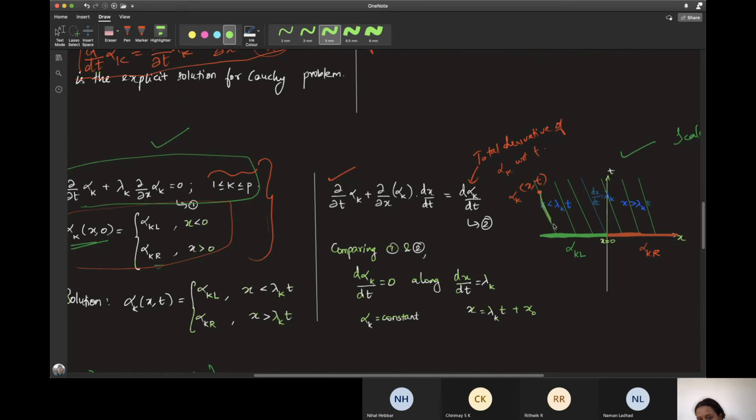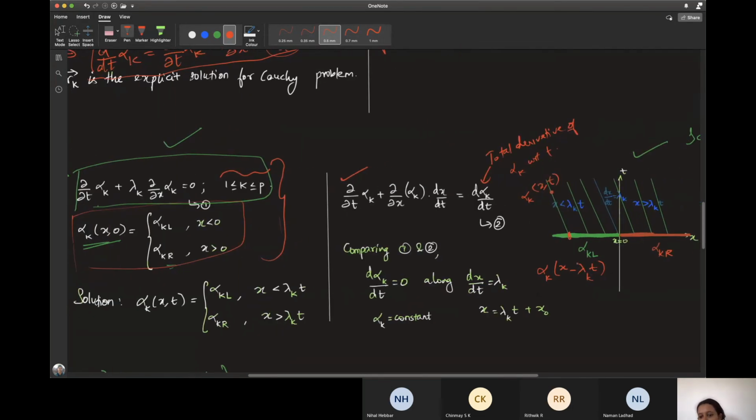Since along this line your alpha k remains constant, you trace back to what the value of alpha k was at t equals 0. So if you go back, you will know what alpha k will be. That is, alpha k of x comma t is the same as alpha k at this point. That can be represented as alpha k of x minus lambda k t, right?